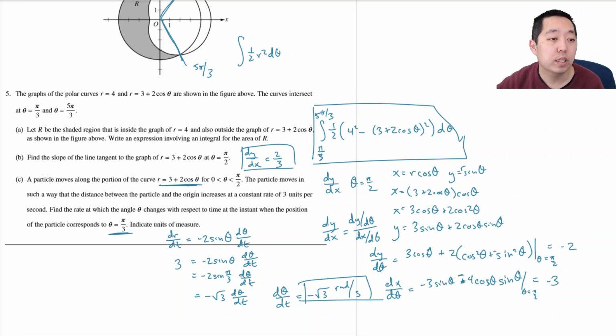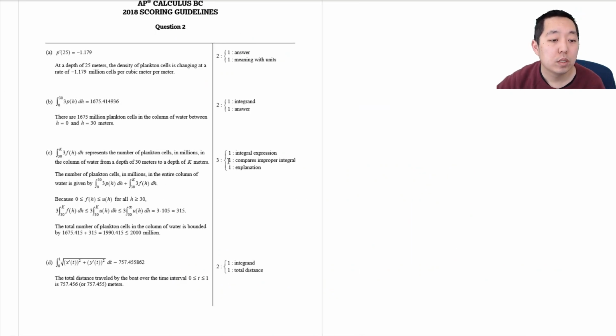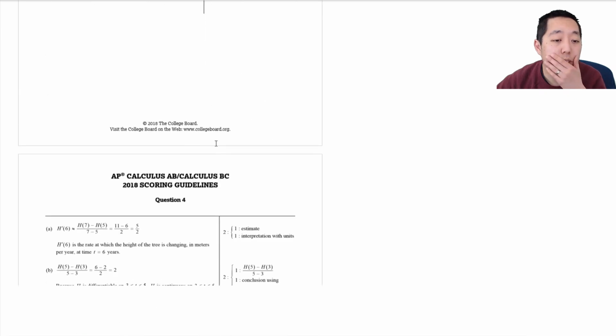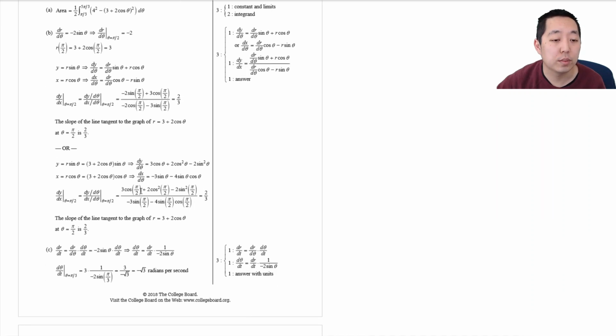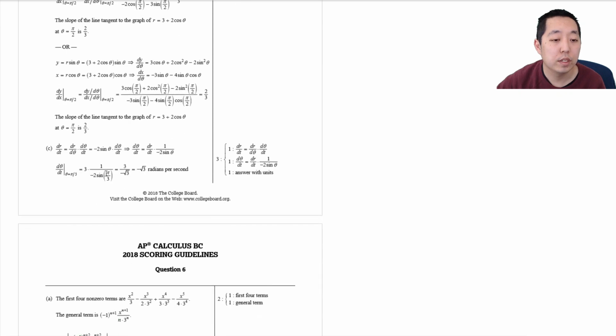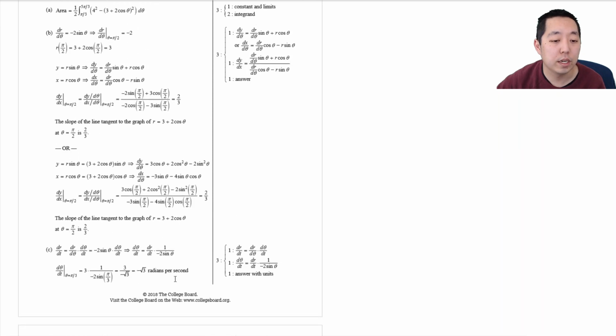Okay, let's take a look. Question 5. Area is this, 4 squared minus, okay, that looks correct. 2/3. You could use this formula, or I just kind of did it this way, this alternative way. And then negative root 3 radians per second.